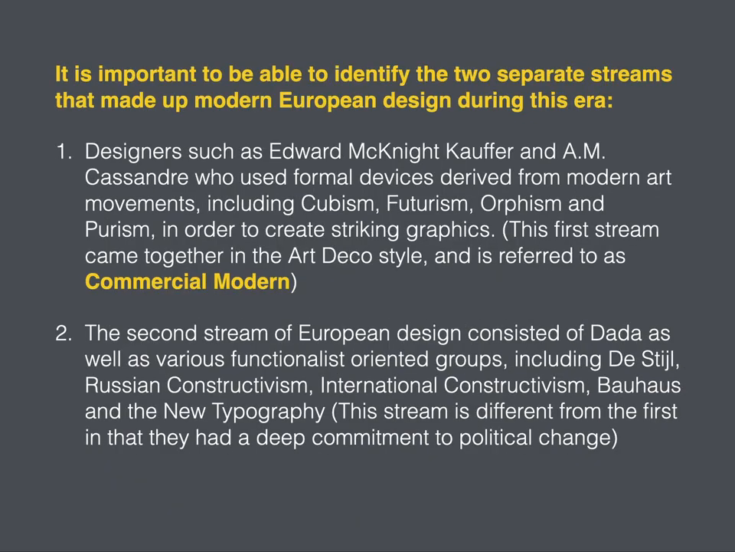There were two separate streams that made up modern European design during this era, and these are important to note. This could show up on a future exam. The first is that designers such as Edward McKnight Kauffer and A.M. Cassandre used formal devices derived from modern art, including Cubism, Futurism, and Purism, to make striking graphics. And this first stream came together in the Art Deco style, which was referred to as commercial modern. So that was the one stream.